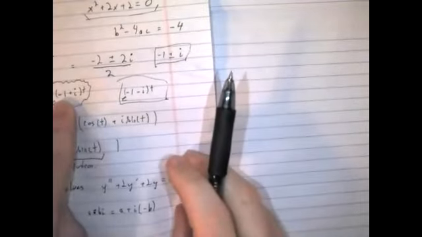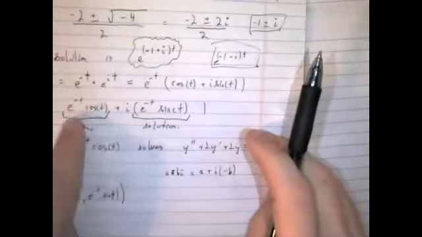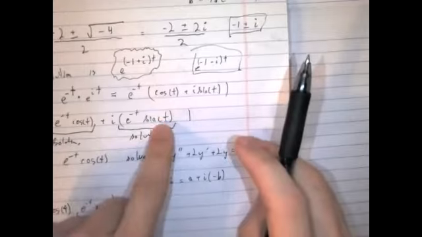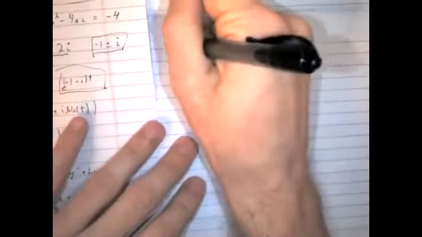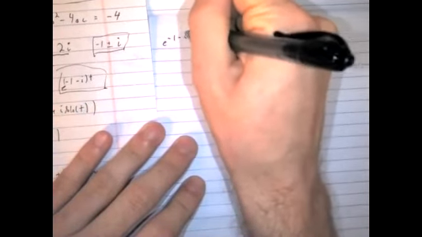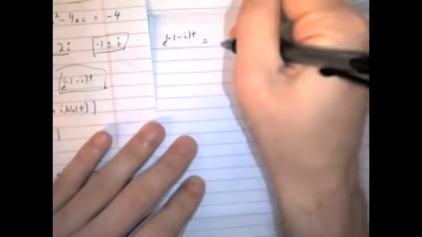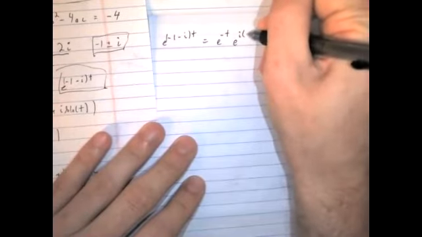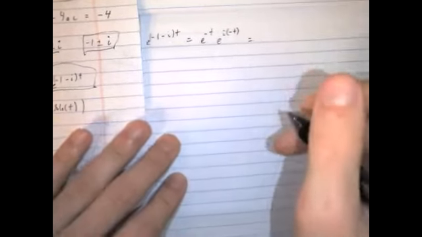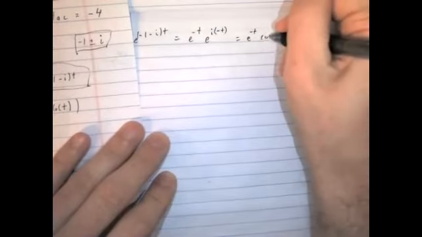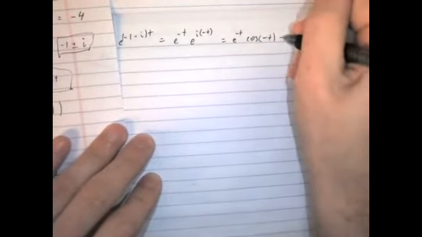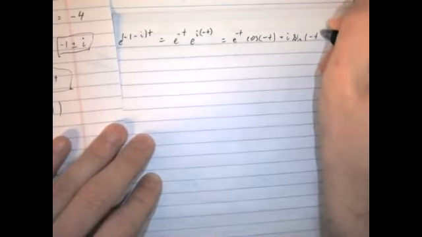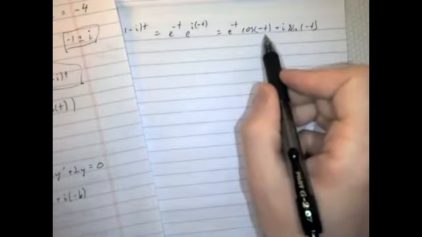Here, if I took e to the minus one plus i t, then I got the functions e to the negative t cosine of t and e to the negative t sine of t. If instead I took this solution, e to the negative one minus i t, then this would give me e to the negative t times e to the i times negative t, which is equal to e to the negative t cosine of negative t plus i sine of negative t. What's the cosine of the negative of something?